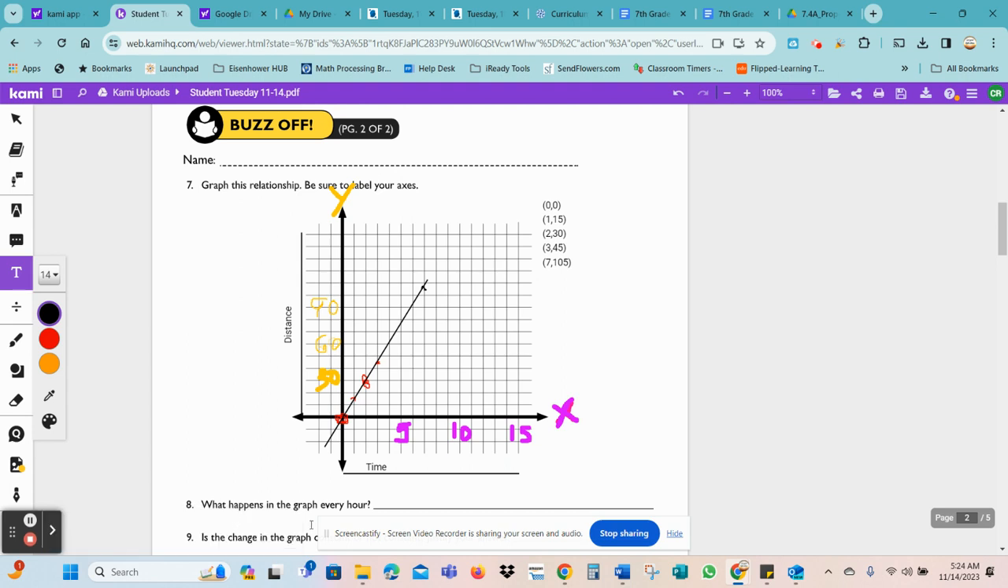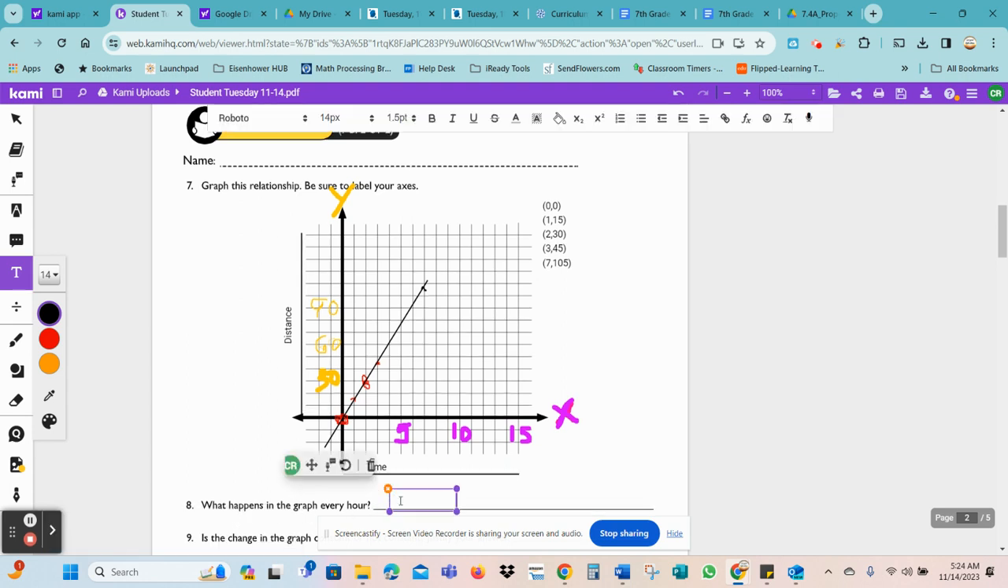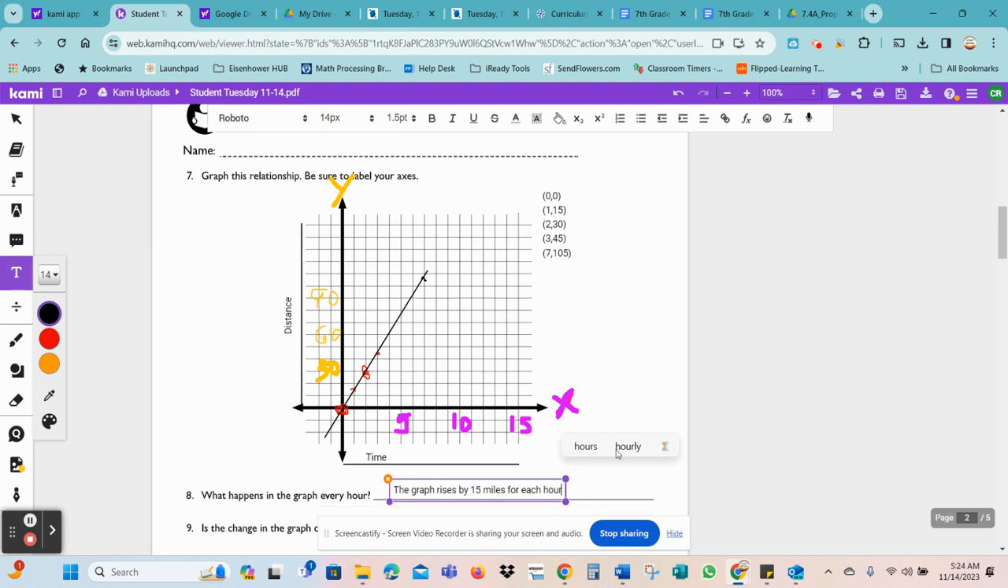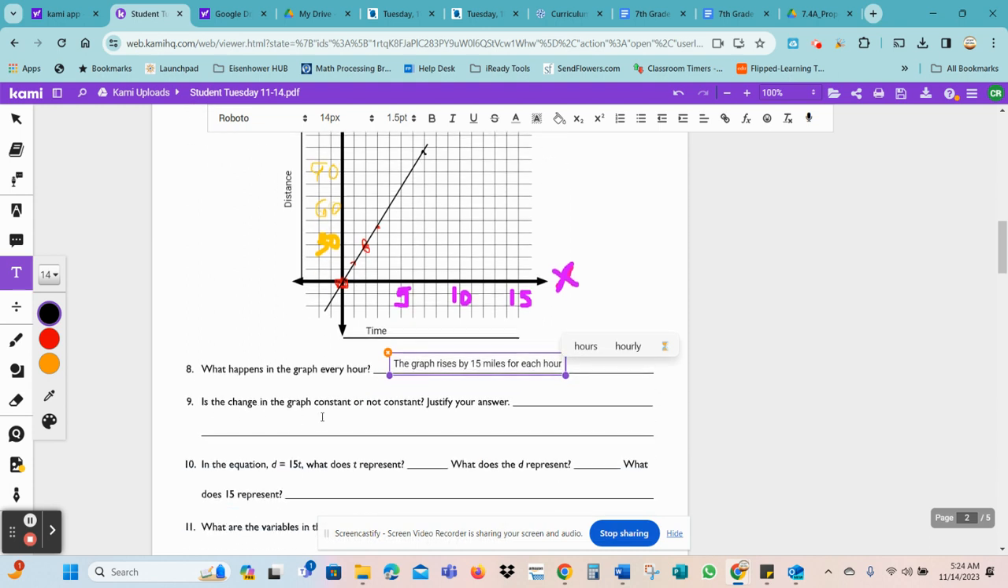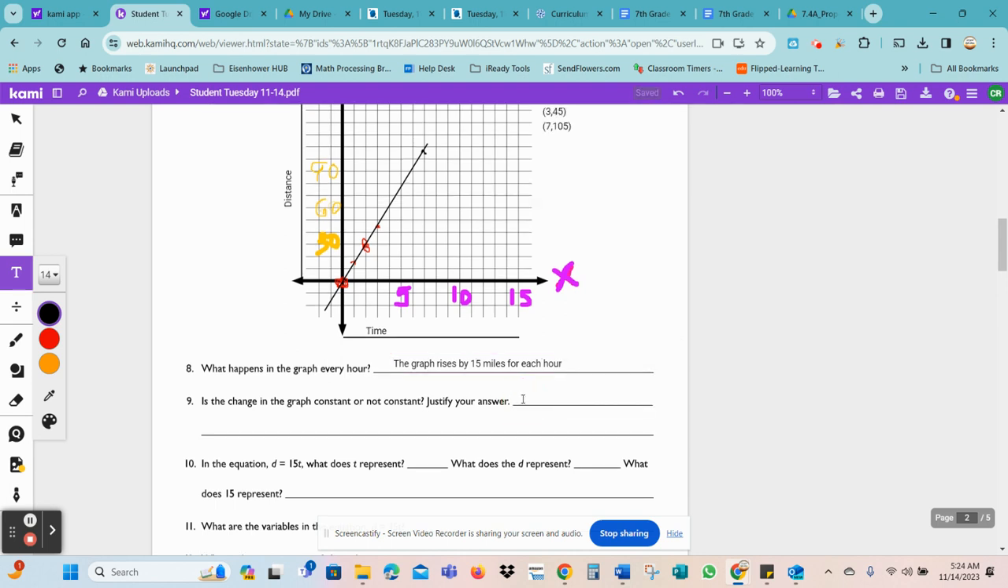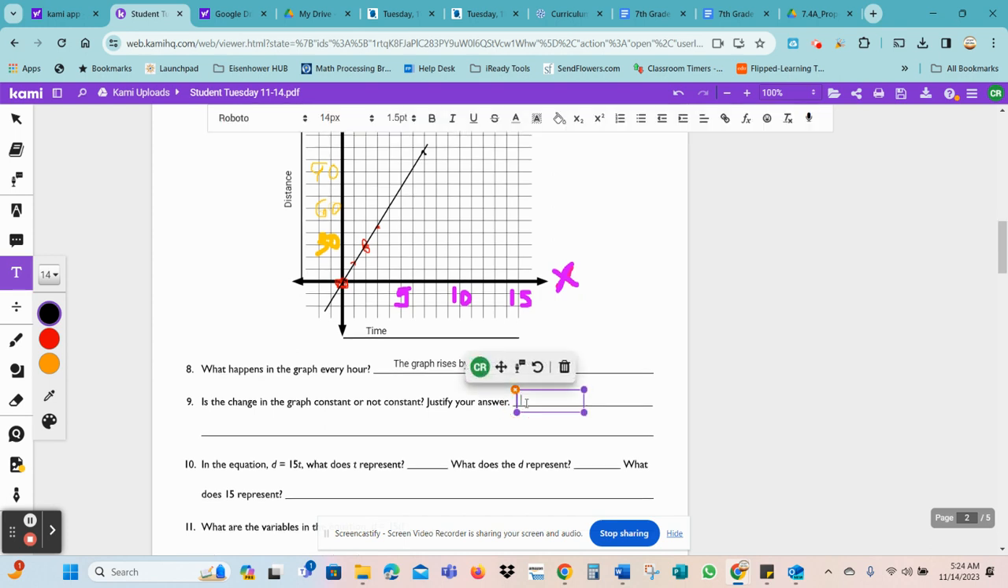So looking at what happens in the graph every hour, we can say that the graph rises by 15 miles for each hour. Okay. Is the change in the graph constant or not constant? Okay, so is it consistent or is it not consistent? It is constant because for each hour the bee travels, it goes 15 miles. So it is in increments of 15 miles.